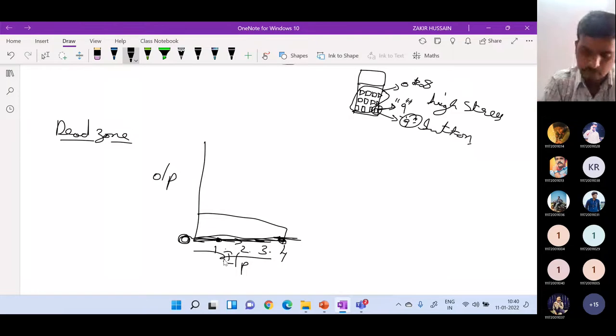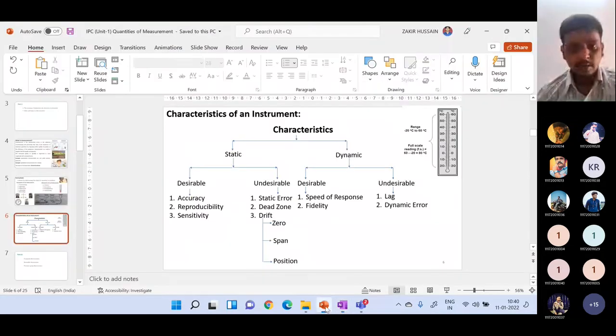So these are the static characteristics. The desirable ones are: accuracy needs to be high, reproducibility needs to be high, and sensitivity needs to be high. And the undesirable characteristics, like static error, need to be very low, dead zone needs to be very low, and drift, all the forms of drift, zero, span or position, needs to be as low as possible.